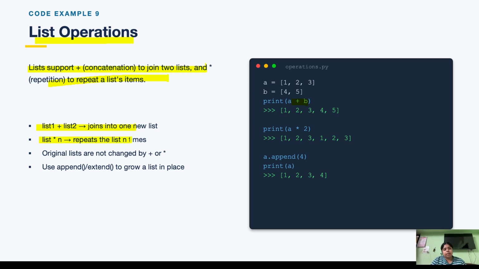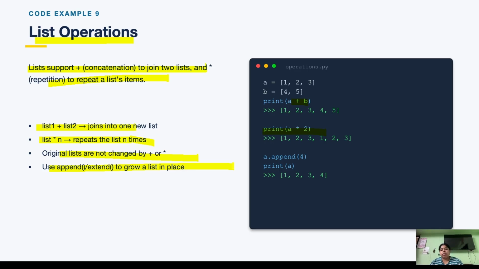List star n repeats the list n times. If you want to repeat the list, you just have to put print, the name of the list, and star and n, whatever number of times you want to repeat. Very simple. Original lists are not changed by plus or multiplication. It doesn't change, right? You're getting my point. What I'm trying to say is, when you concatenate it or repeat it n number of times, it doesn't change anything out there, right? Let's talk about append and extend to grow a list in place.